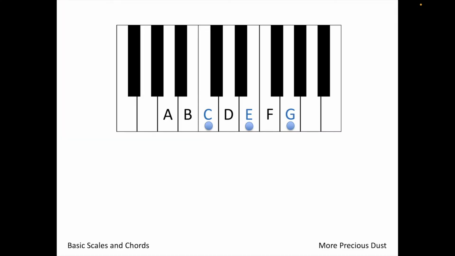Here's your C major triad. So I'll just take that middle note and flatten it 1/2 step down, which just happens to be a black key, D sharp or E flat. Here's your C minor chord.